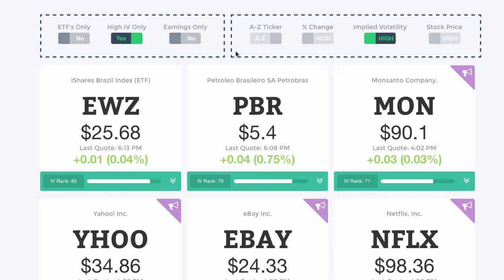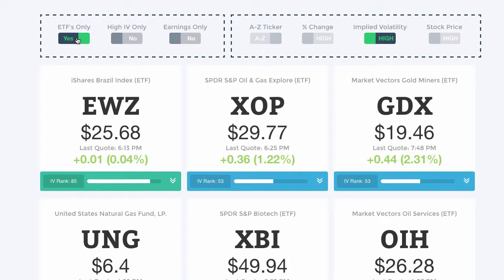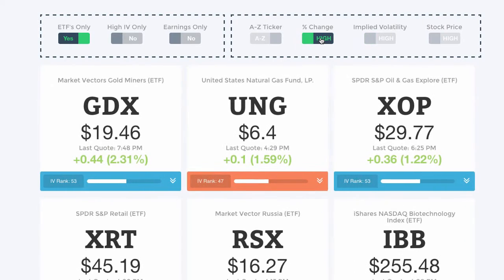Now let's say that you really don't care about implied volatility for some reason. So, okay, we're going to take off the high implied volatility. We're going to actually filter on just ETFs. Okay, so now we're going to take out all possible stocks, all possible earnings out there. We're just going to look at only ETFs. And another way that you can look for possible trading candidates is to look for stocks that have made a really high percentage move in the last day. So that's another way that you can look for possible candidates, is things that have moved higher or moved lower.